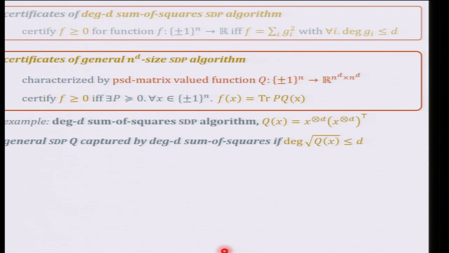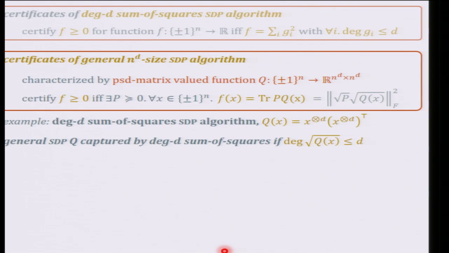So here's another observation. If you have a general SDP algorithm Q, so if I just tell you, here's the function Q that the algorithm uses, then one way to test whether it's captured by degree D sum of squares is by testing whether the square root of Q has degree at most D. So here degree is as a function of X. The square root of Q is some other matrix valued function, and you just ask, are the entries of this matrix valued function polynomials with degree at most D?